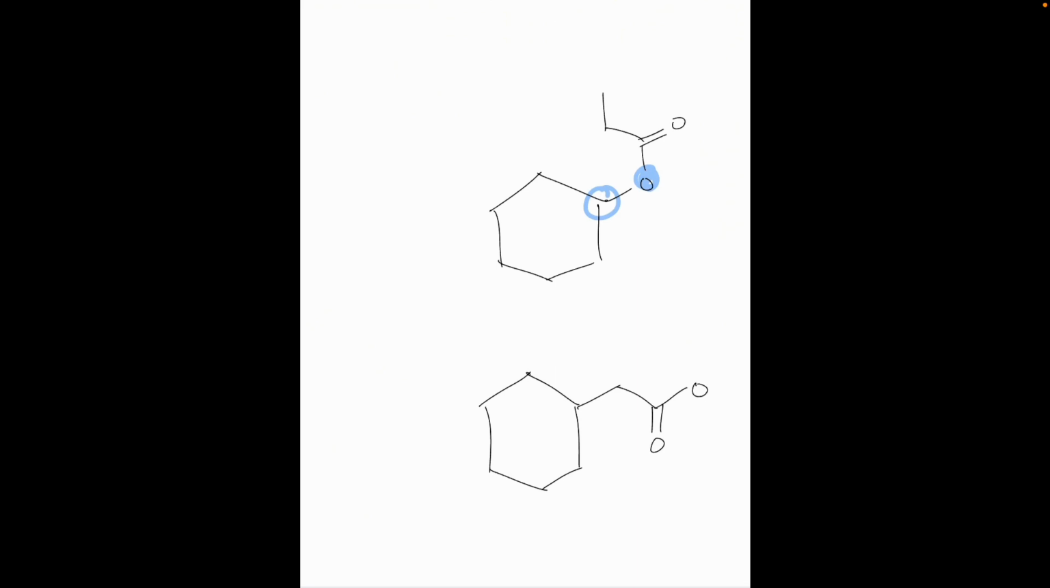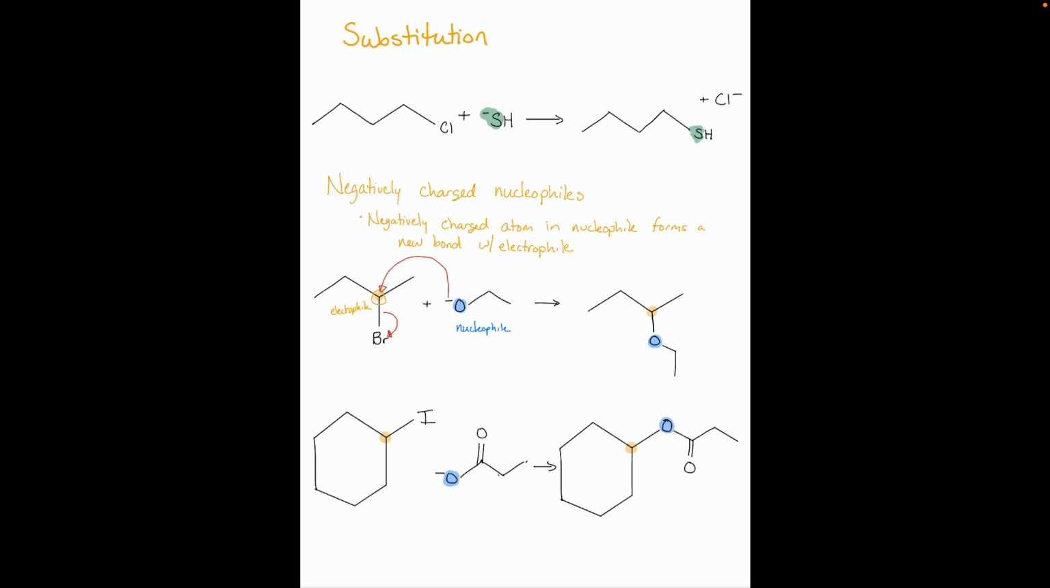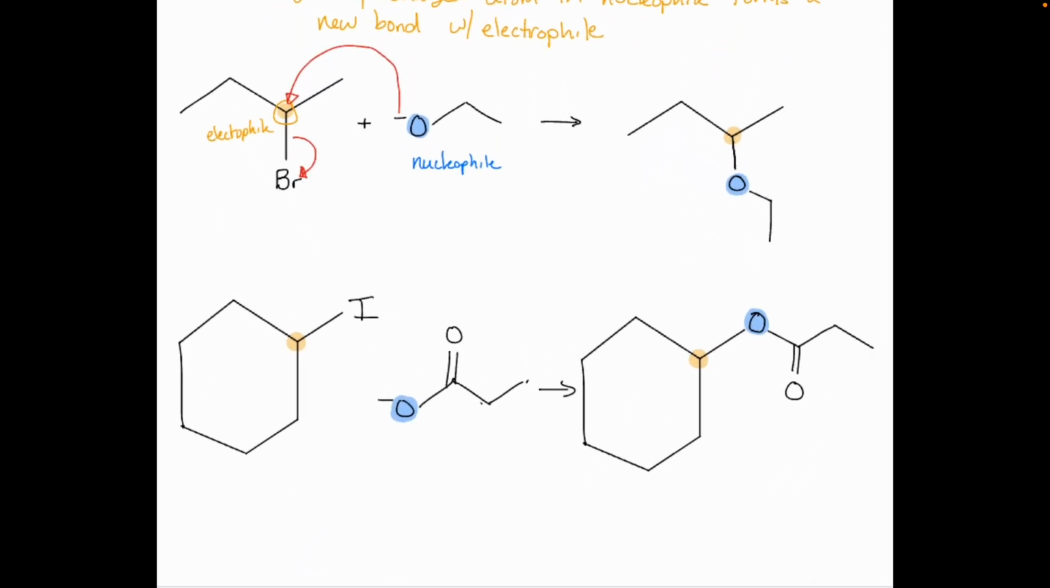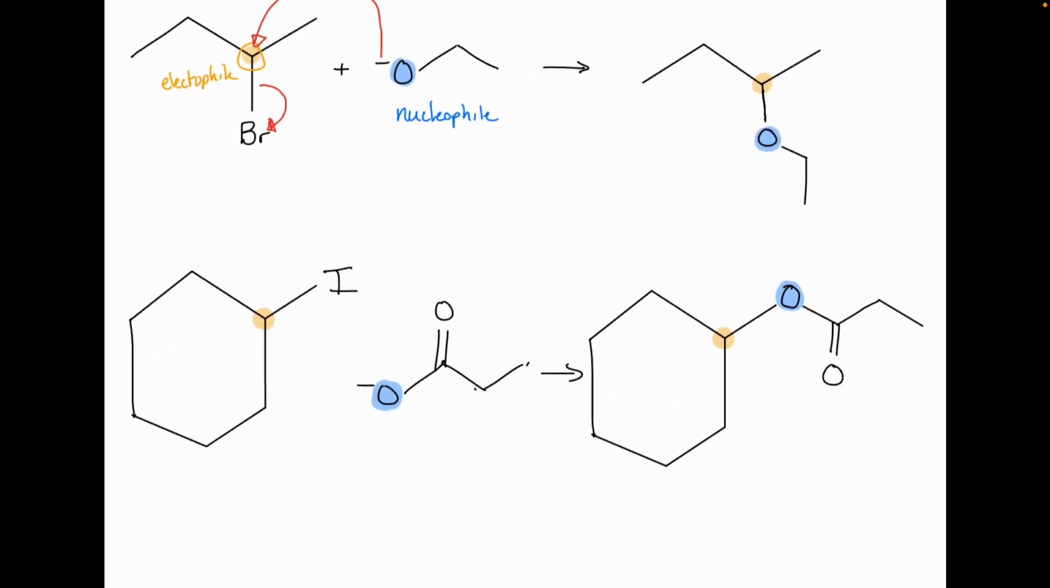Okay, the oxygen itself, that negatively charged atom, right? The negatively charged atom, which is in this case that oxygen, has to be what's forming the new bond with that electrophile. In this class, would there be a situation where there'd be two negatively charged atoms? No. Okay. Nope.